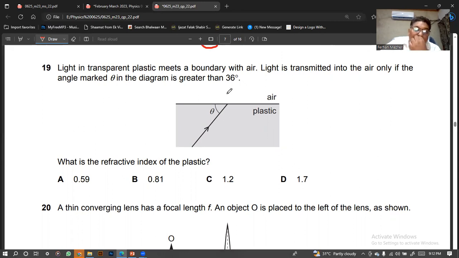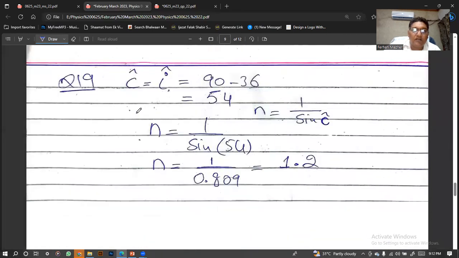Okay, so if you draw a tangent here, this angle will be the angle of incidence in the dense medium. This angle I can find out. The angle total here is 90. If this is 36, this will be 90 minus 36. So the angle of incidence will be 90 minus 36. That will be 54, and that is the critical angle.